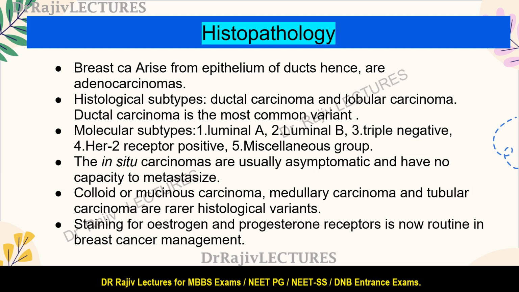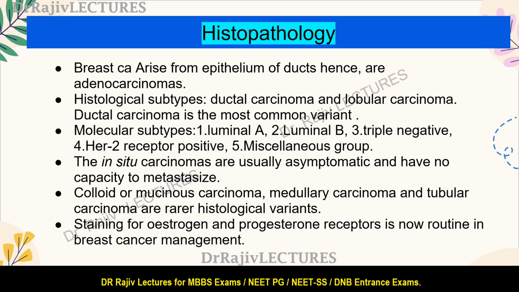The in situ carcinoma may be ductal or lobular. Ductal carcinoma is the most common variant. The lobular carcinoma in situ is often multifocal and bilateral. Both DCIS and LCIS are risk factors for development of invasive cancer later in at least 20% of patients. The best treatment for in situ breast carcinoma is a subject of debate.